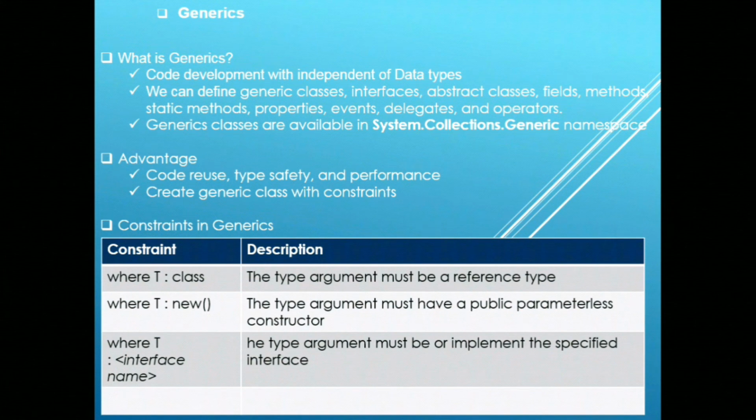Talking about generics, generic is the way by which you can develop your code independent of data types. We can define generic classes, interfaces, abstract classes, fields, properties, events, delegates, etc. Any classes in generics are available in the System.Collections.Generic namespace. The main advantage of generics is that you can write code which is independent of data type. At the same time, it gives you type safety and better performance. You can define constraints while you declare any classes.